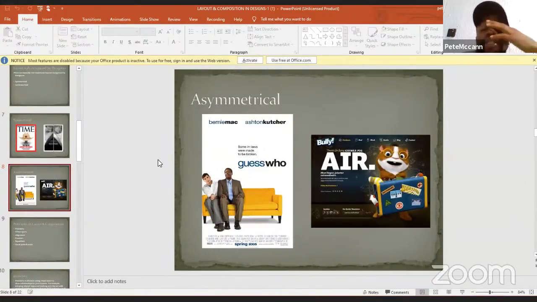So if you see a design like this, you quickly know that okay, these are asymmetrical designs. They are one-sided composition. Then the other one is symmetrical and a centralized composition.